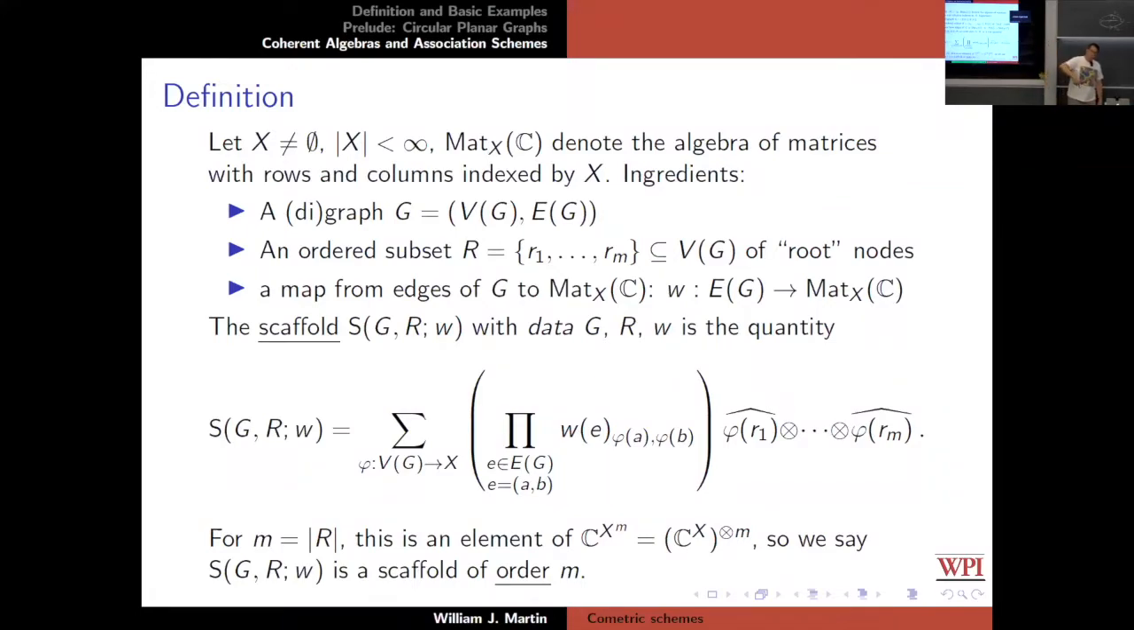Other nodes, we're just summing over those things and forgetting where those contributions came from. Okay? So this is the standard basis vector indexed by the image of root node 1 under onto that function phi. So this is our definition of the scaffold. There's something a little more general that you need.